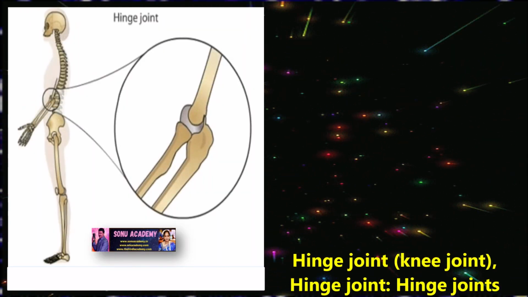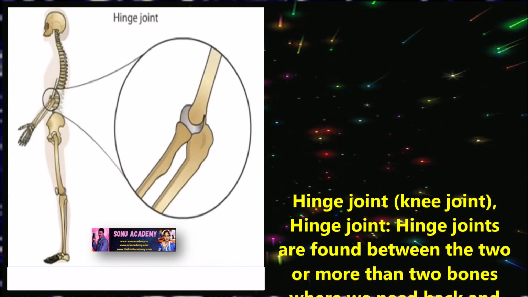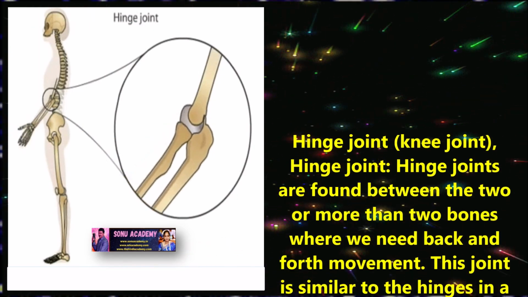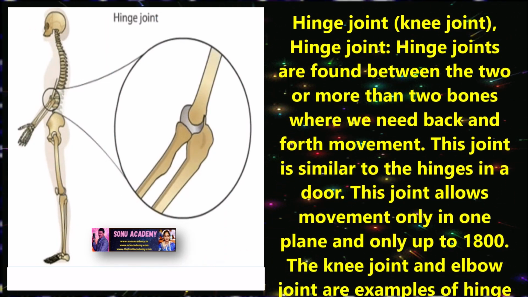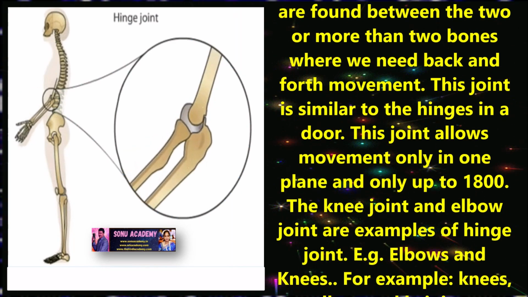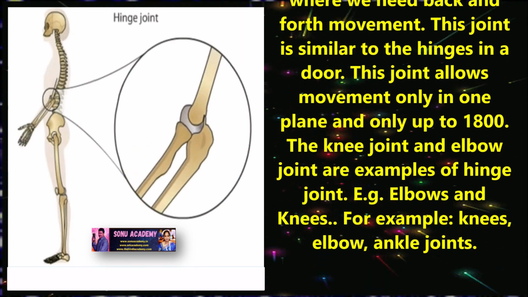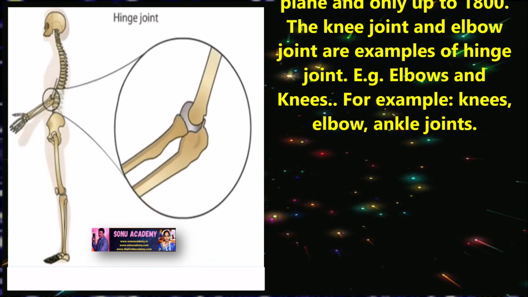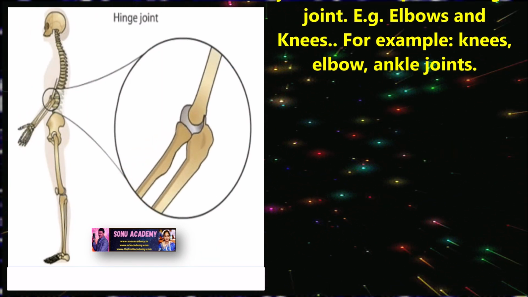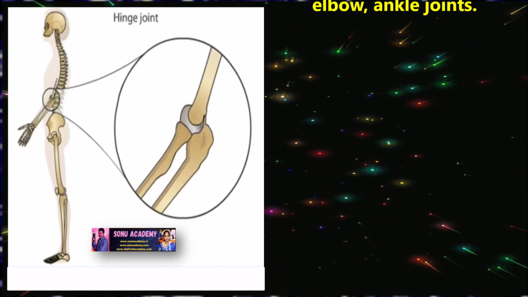Next, come to the hinge joint. Hinge joint is present in the knee joint. Hinge joints are found between two or more bones where we need back and forth movement. This joint is similar to the hinges in a door. This joint allows movement only in one plane and only up to 180 degrees. The knee joint and elbow joint are examples of hinge joints.